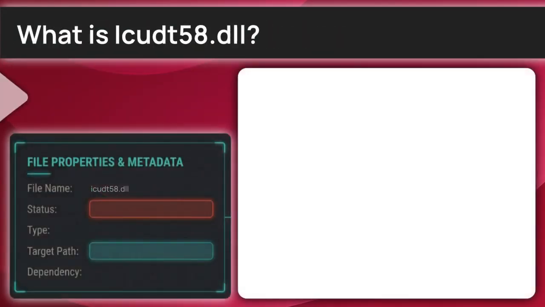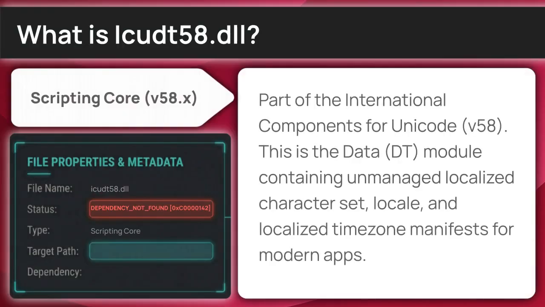This is the icudt58, part of the International Components for Unicode, v58. This is the data, DT module containing unmanaged localized character set, locale, and localized timezone manifests for modern apps. Now that you know how the file works, let's focus on the how and fix the issue.